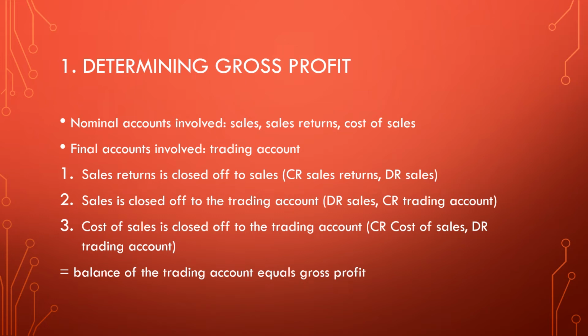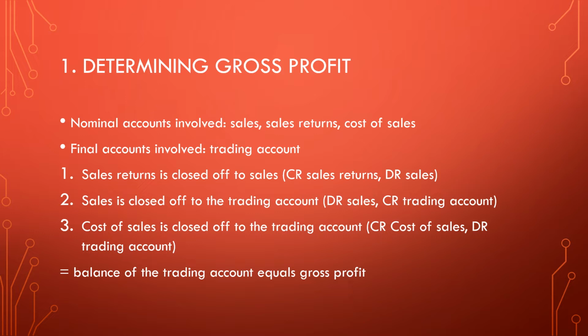Okay, so step number one, determining gross profit in a bit more detail. The accounts that we have involved in this step are sales, cost of sales, and sales returns, if you have it. And the final account that we'll use for this calculation is the trading account. Every time I say closed off or transferred, I mean debit and credit. So you can read in brackets on the slides.